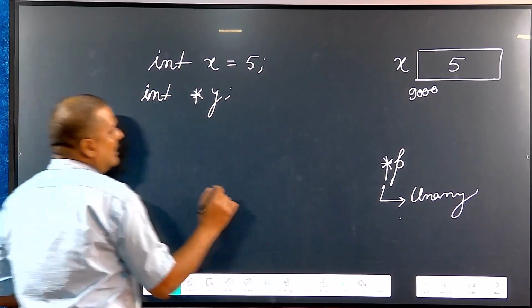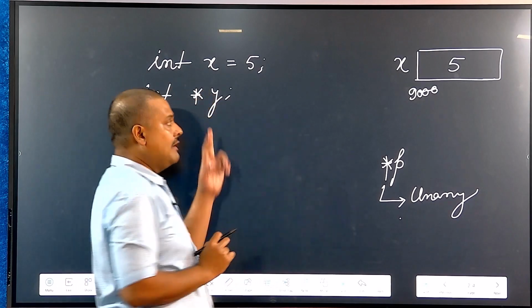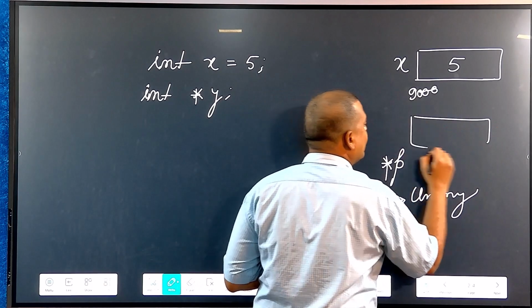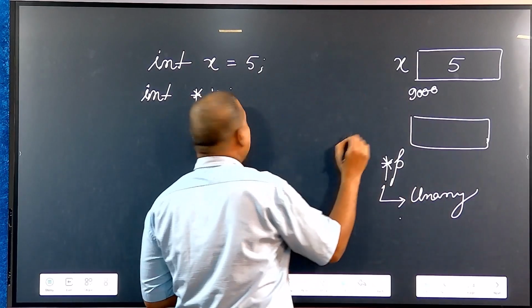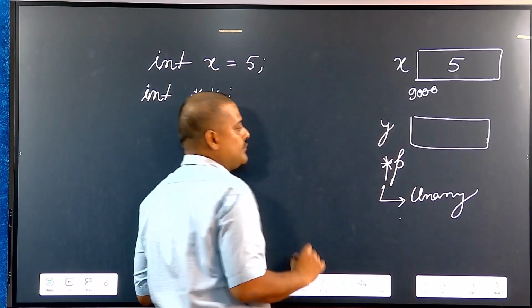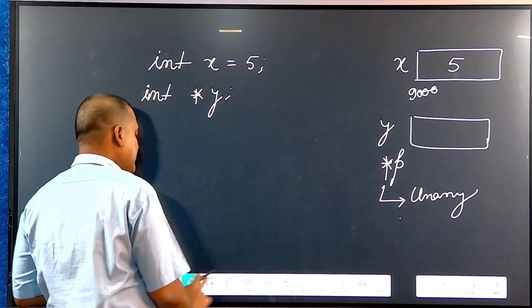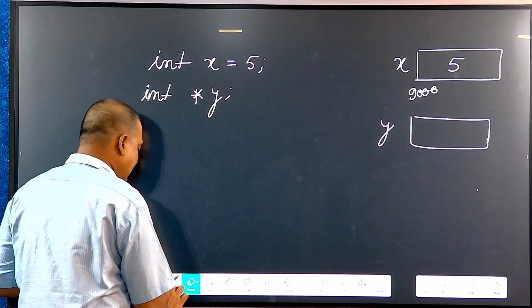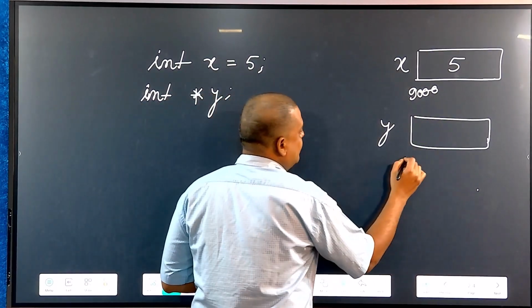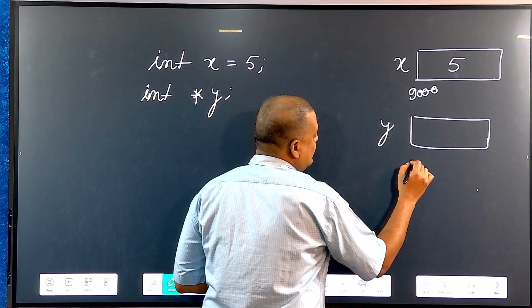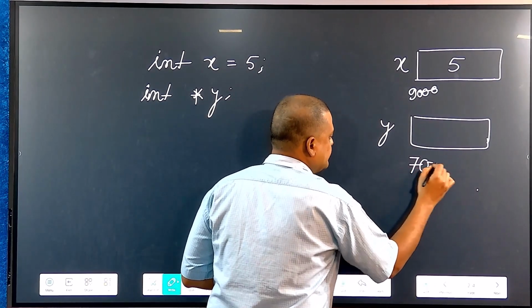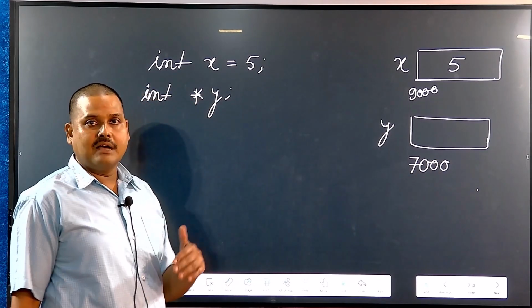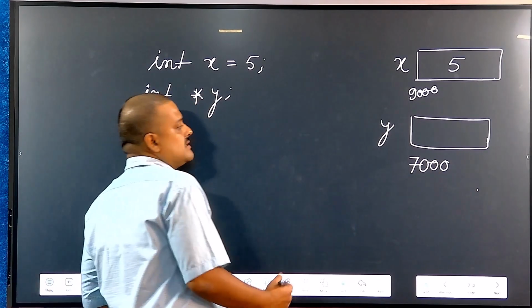Here, after this, what will happen? The same thing will happen. For y, a location will be allocated, and the location name is y, and there will be some base address of this location, which is allocated by our system. Say, for example, the base address of this location is 7000. It can be anything, okay. For the sake of example, I am just assuming this is 7000.